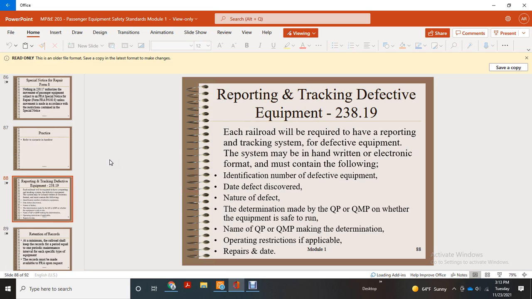Reporting and tracking defective equipment, 238.19. Each railroad is required to have a reporting and tracking system for defective equipment. The tracking system may be handwritten or electronic and must contain the following: the identification number of the defective equipment, the date the defect was discovered, the nature of the defect, the determination made by the qualified person or qualified maintenance person on whether the equipment is safe to run, the name of the qualified person or qualified maintenance person making the determination, operating restrictions if applicable, and the repairs and date.